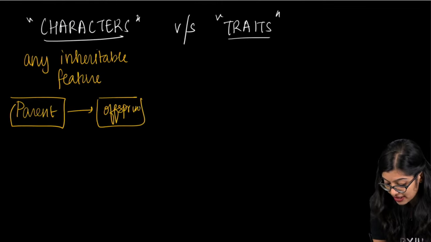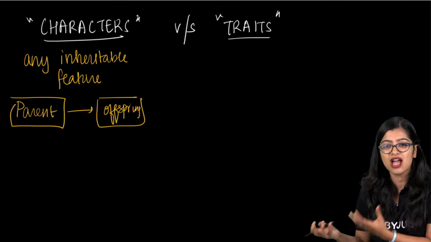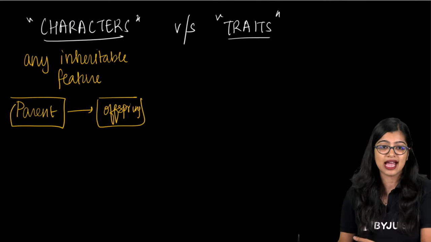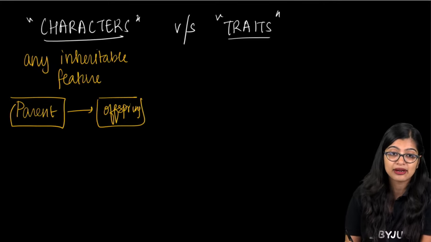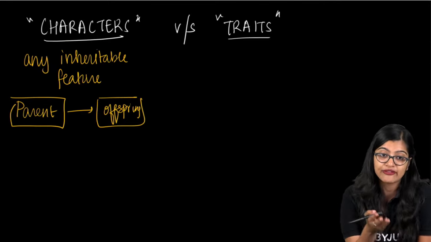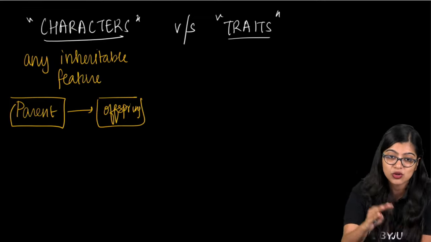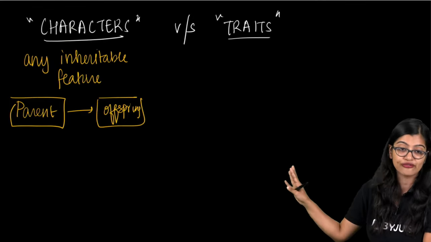Somebody was asking me, ma'am, define offsprings. Offsprings are nothing but young ones, babies. I hope now we are clear. Offsprings are nothing but babies. And gene and DNA, I will do the difference when I talk about genes. So please don't worry. I will talk about all of it.